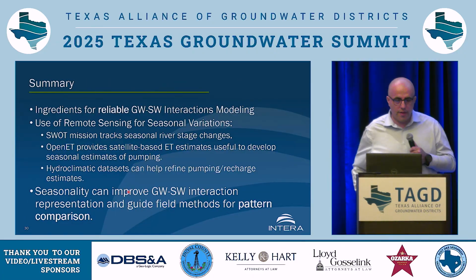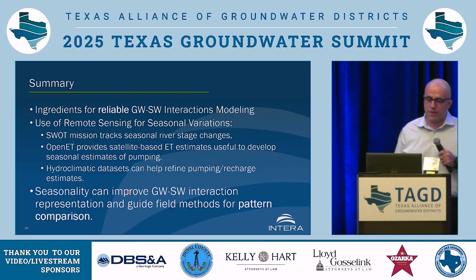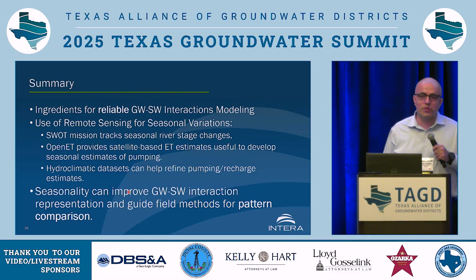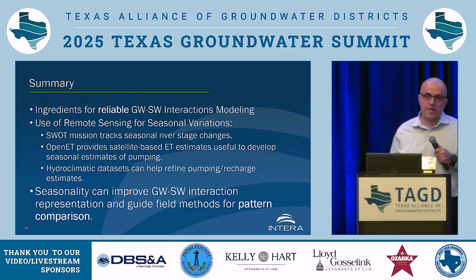So as a summary, I briefly presented these ingredients for reliable groundwater surface water interactions. We present some tools readily available for you to explore in terms of understanding spatial variations of surface water and irrigation. And with the example presented here, we hope to infuse the idea of having these methods for quantifying seasonality in order to have a better understanding of the interaction between rivers and aquifers.